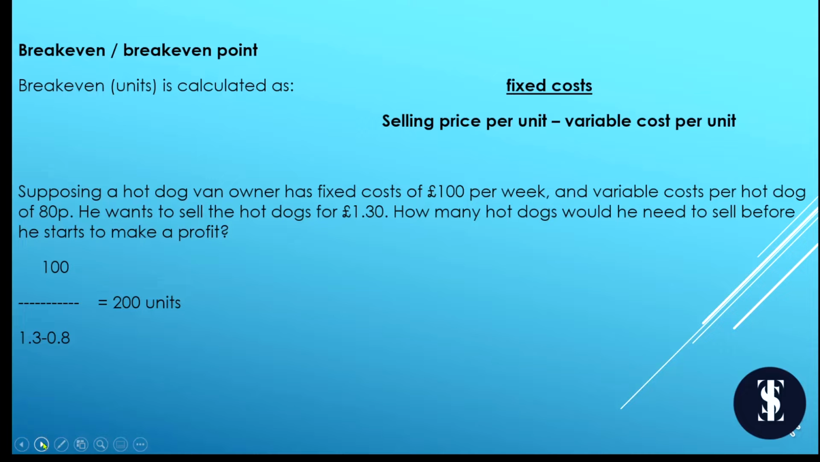So imagine a guy is selling hot dogs. His fixed costs per week are £100, and he is selling them for £1.30, and it costs him 80p per hot dog to produce. So how many hot dogs would he need to sell before he starts to make a profit? Well, that would be 100, your fixed costs, divided by 1.3 minus 0.8, and that comes to 200 hot dogs, and then he has broken even.